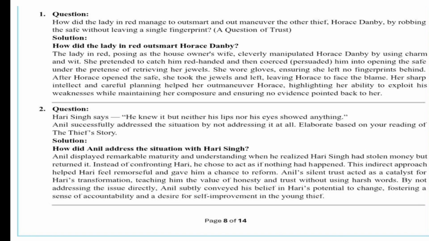So basically, you first explain the meaning of the sentence given in the question and why this happened. In the second paragraph, explain what happens in the story, and in the third, conclude. Here it is concluded that by teaching him the value of honesty and all by not addressing the issue directly, Anil subtly conveyed his belief. So you have to write all the conclusion in the third paragraph.